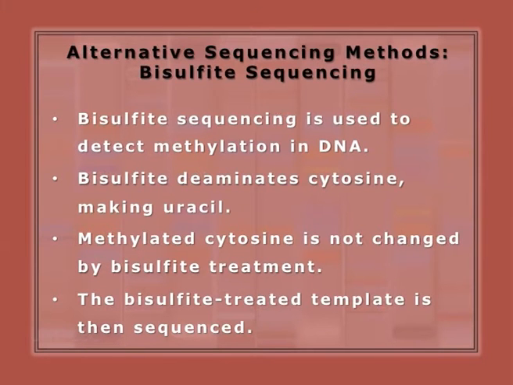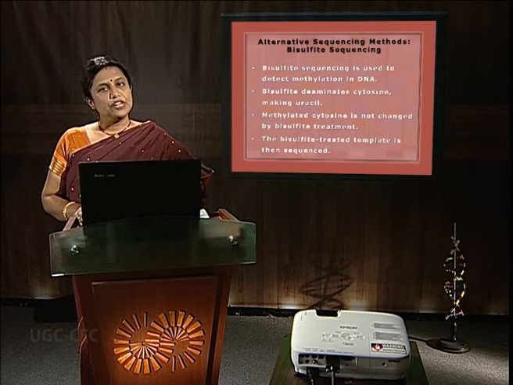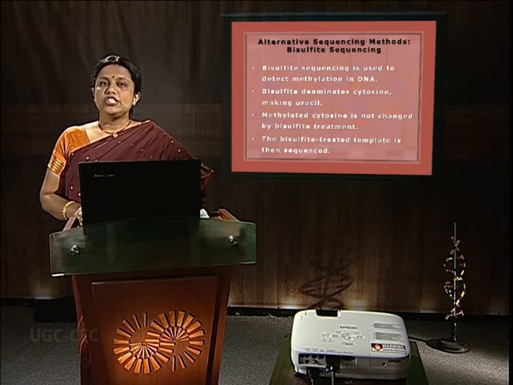Bisulfite sequencing is done to understand the methylation patterns inside a DNA, because bisulfite deaminates cytosine to convert it into uracil. And what else? Methylated cytosine is not changed by bisulfite treatment. So if we carry out the sequencing of a DNA before bisulfite treatment and after bisulfite treatment, then we can determine the cytosines which are methylated. So the methylation pattern of a DNA can be understood clearly by the pattern of bisulfite sequencing.